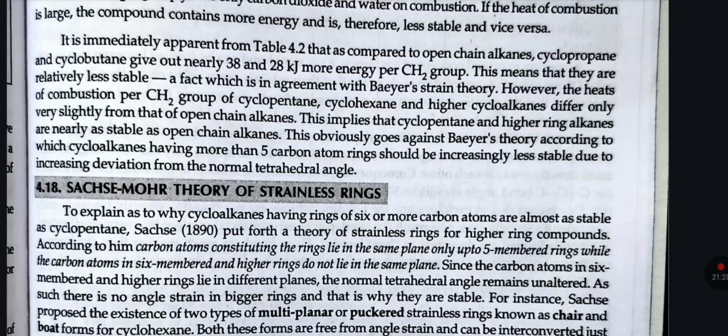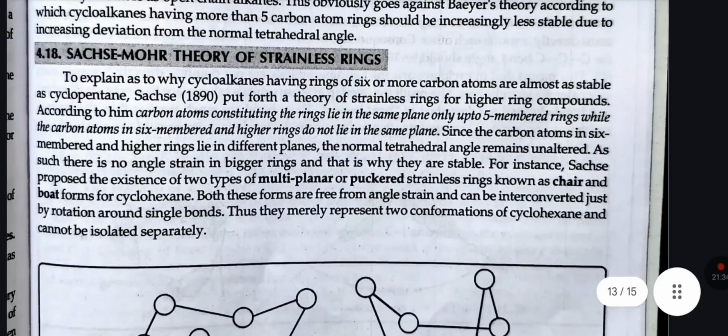Sachs-Mohr theory of strainless rings. To explain why cycloalkanes having rings of 6 or more carbon atoms are almost as stable as cyclopentane, Sachs in 1890 put forth a theory of strainless rings for higher ring compounds. According to him, the carbon atoms constituting the ring lie in the same plane only up to the 5-membered ring, while the carbon atoms in 6-membered and higher rings do not lie in the same plane.